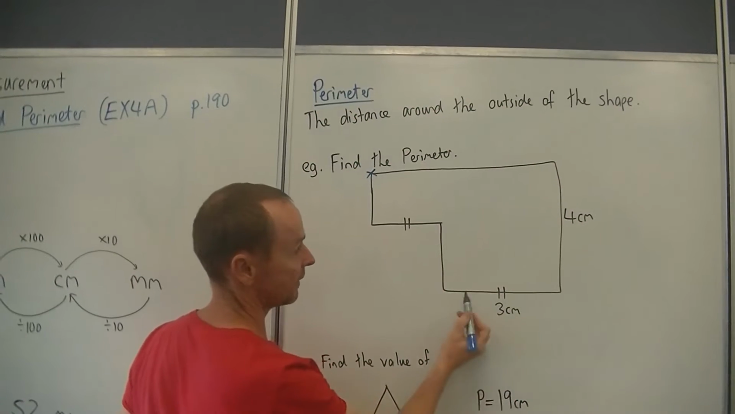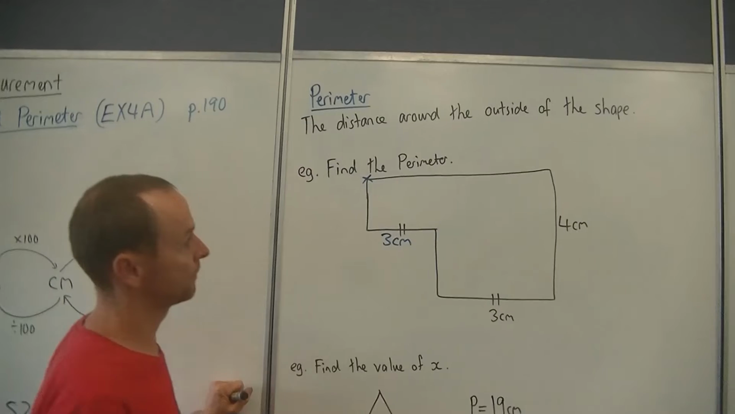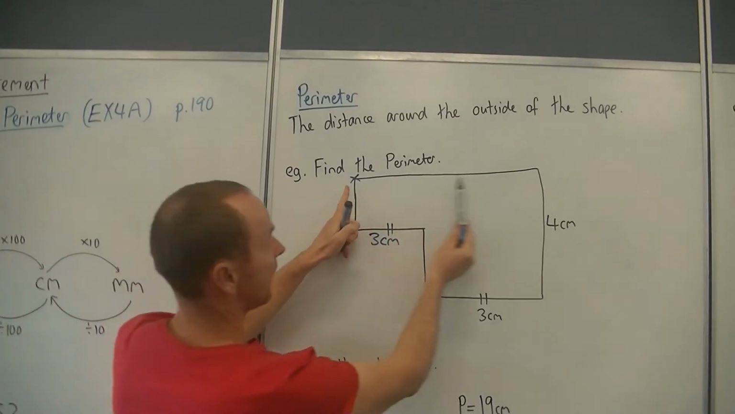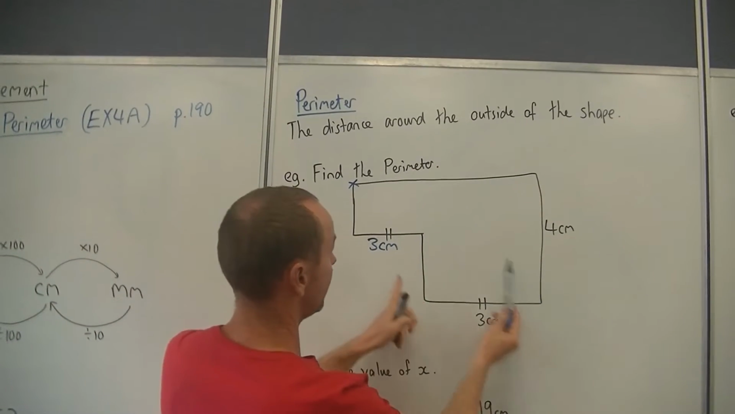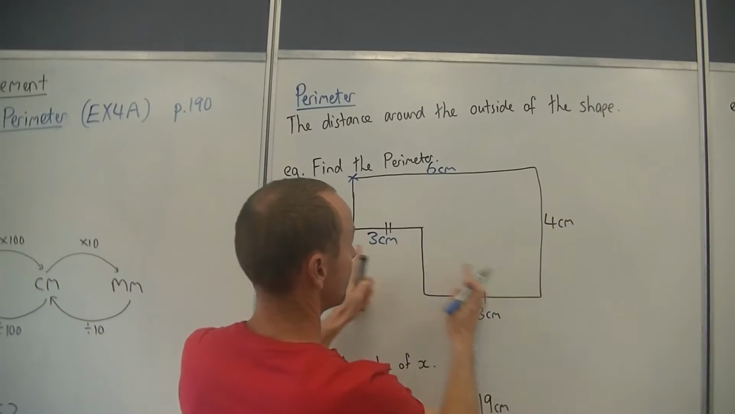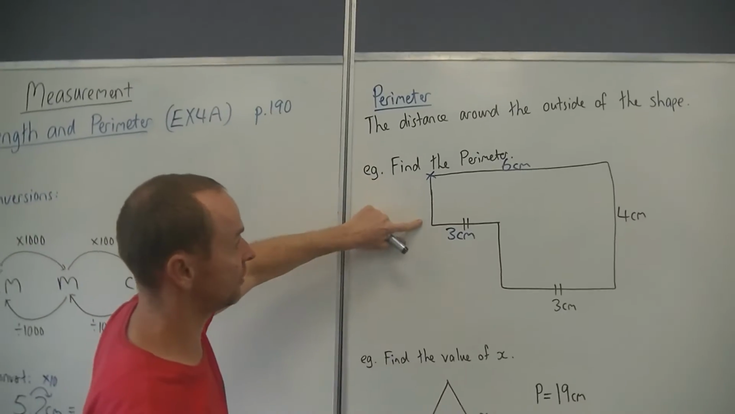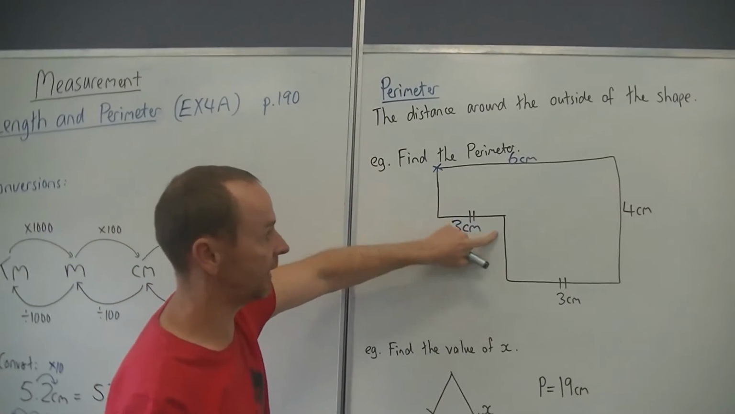So that's 3 centimetres, that one's the same, so that one's also 3 centimetres. Now if you look at the top, that whole distance, that's 3 and that's 3. So that whole distance is 6 centimetres, because 3 and 3 is the whole distance. Excellent. We're still missing 2 measurements. We're missing this one here and that one there.